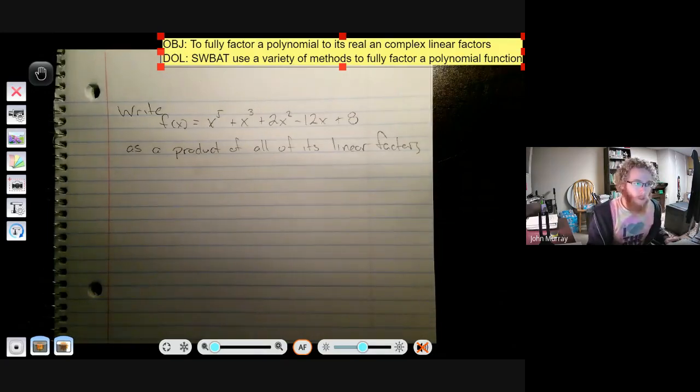All right, so what could be one of our first steps to start? Well, it's x to the fifth, so we can't use the quadratic formula. Can't do that. So how can I get started, even considering what some of the factors are?